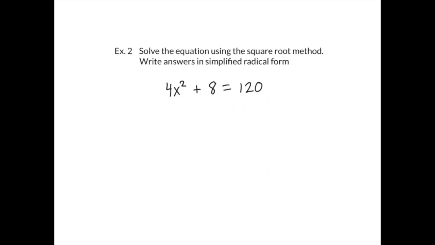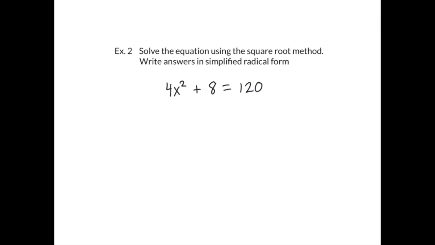In our second problem, we're going to follow the same process, but note that the directions ask us to write our answers in simplified radical form. So if we have a number that we're trying to square root that's not a perfect square, you have two options. You can write the answer as a decimal that you round, or you can simplify the radical. In this example, we're going to use simplified radicals.